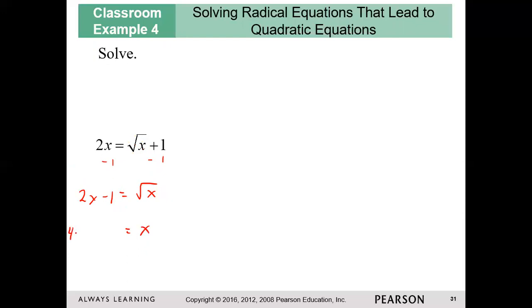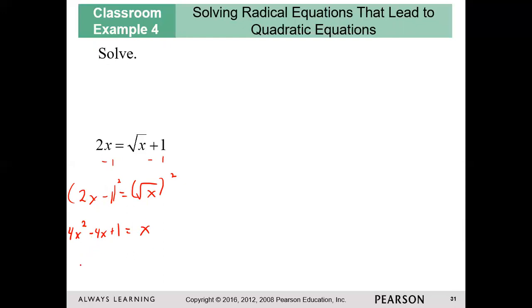You get 4x squared minus 4x plus 1 on the left-hand side. Remember, when you square this and square that, you need to do the binomial multiplication here. You cannot just square the first and square the second. It doesn't work that way. That exponent rule doesn't exist.